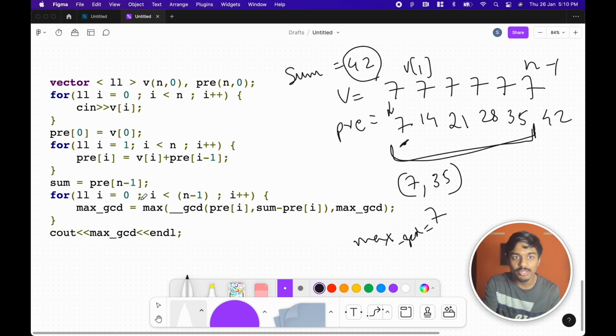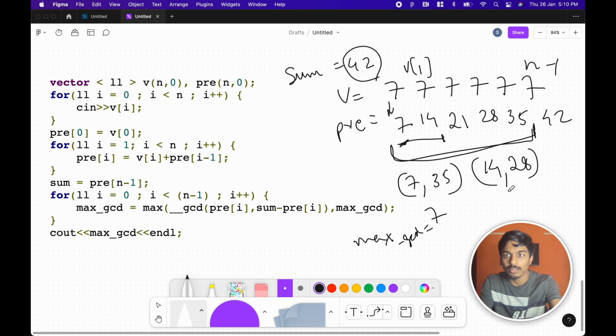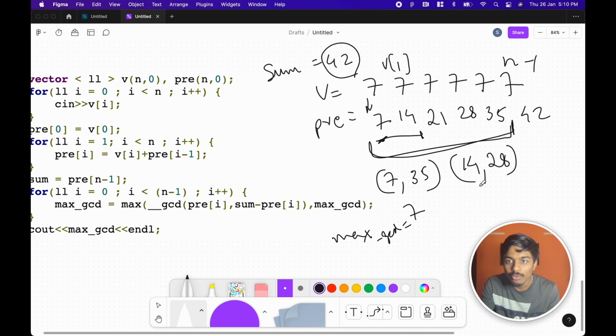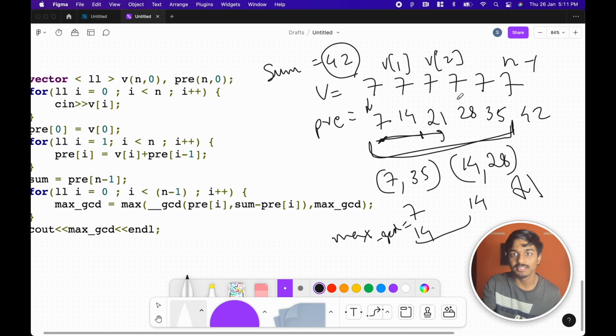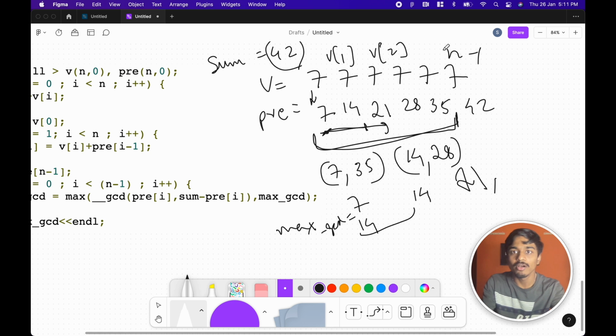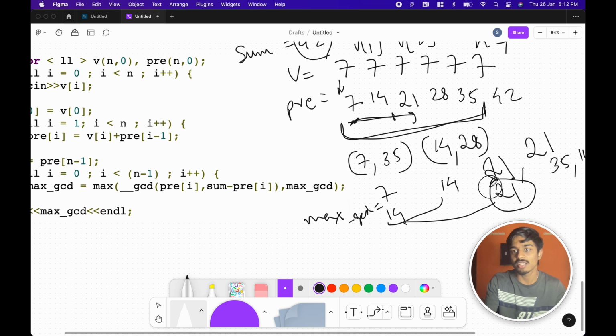Now we go to the next element, that is i equal to 1. We take prefix value as 14, and 42 minus 14 will be 28. So now we just have to find the GCD of it. This is 14. Max GCD will be updated to 14. Again, you iterate. Now let's take v of 2. That is 21. We take 21 here, comma, what is 42 minus 21? That is 21 again, right? Now GCD will be 21 again. Now similarly it will go on. So that's the logic. We got the maximum GCD as 21.